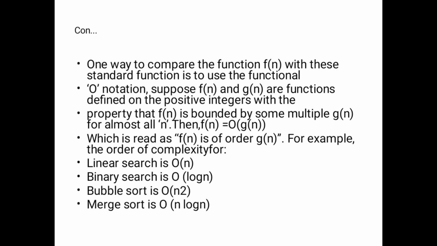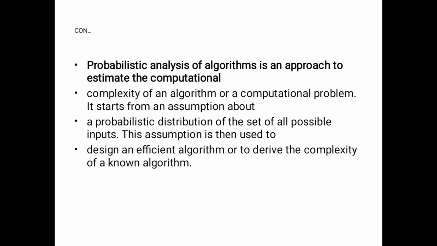Linear searching means we search for one element. If that element is found at the last position, that time is the worst case. So big O of n. This means each element we have to check up to n times. And the worst case for binary search is big O of log n. Bubble sort is big O of n squared, and merge sort is big O of n log n.